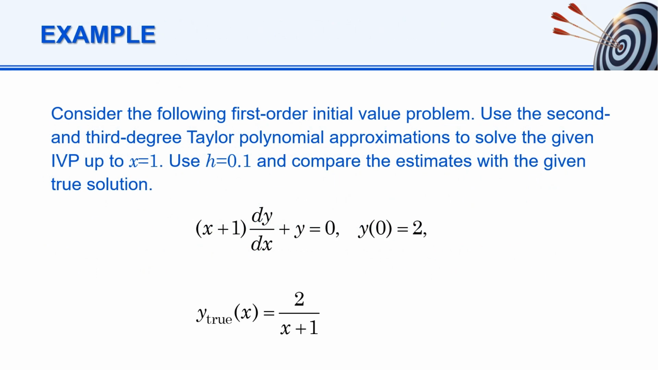Consider the following first-order initial value problem. Use the second and third-degree Taylor polynomial approximations to solve the given initial value problem up to x equals 1. Use h equals 0.1 and compare the estimates with the given true solution.